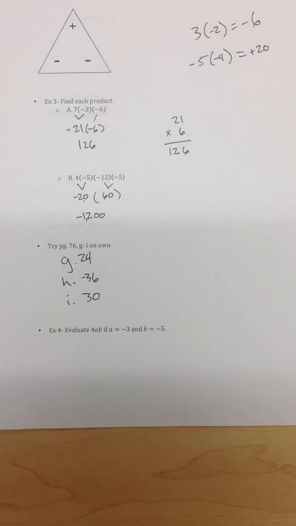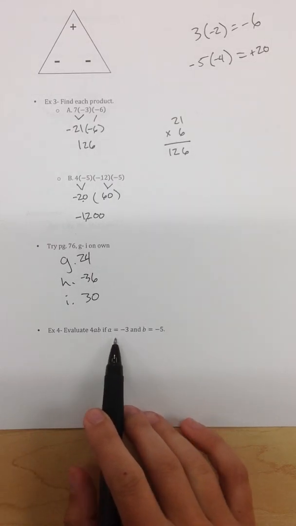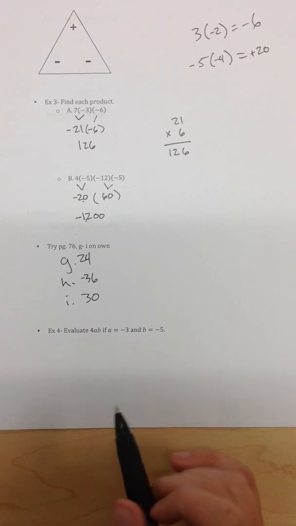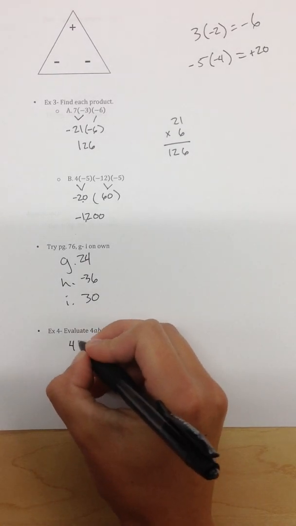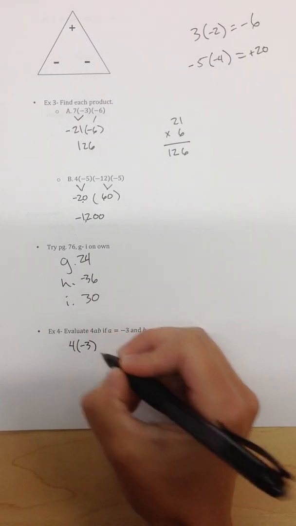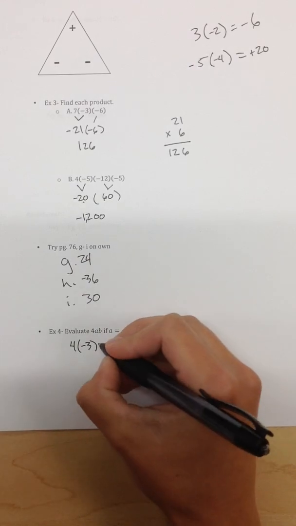Okay, example 4 here, we're still doing multiplying. This time we just have to do a little bit more where we have to plug in. So what we've got here is 4 times A times B. We know our A is negative 3, and we know our B is negative 5. So what we're going to do here is go 4, and then instead of putting the A, we're going to put a negative 3, so 4 times negative 3. And then instead of putting the B, we're going to put a negative 5.